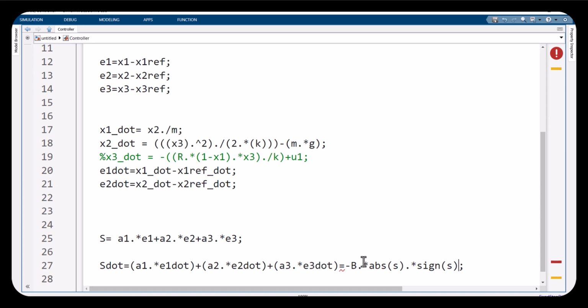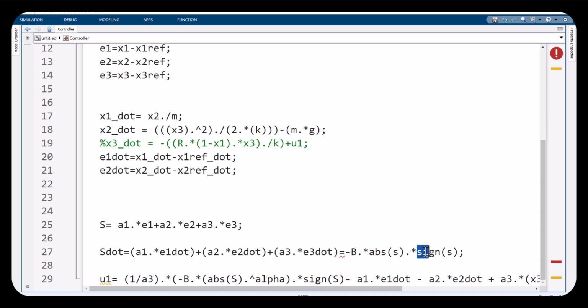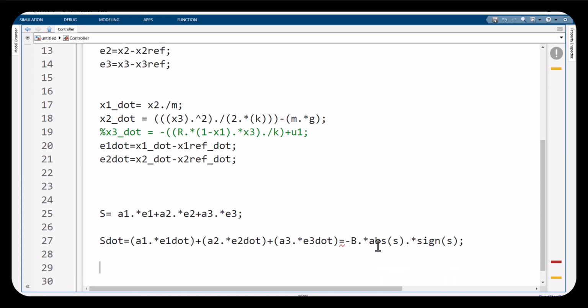We can use a saturation function as well, but normally the first test can be done with the signum. So we take the derivative of the sliding surface and equate it to the reaching law of the sliding mode control.